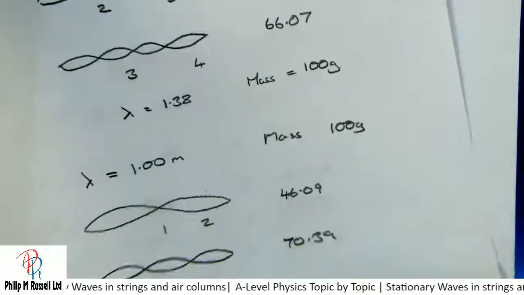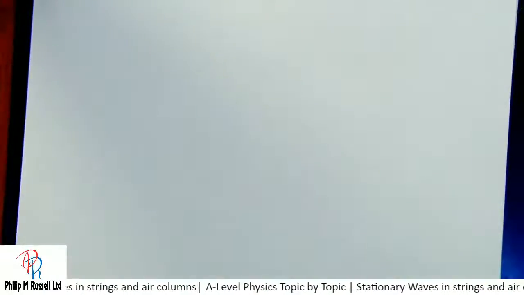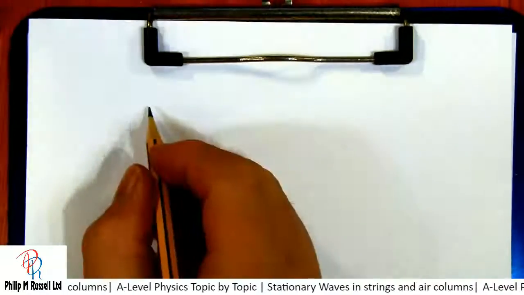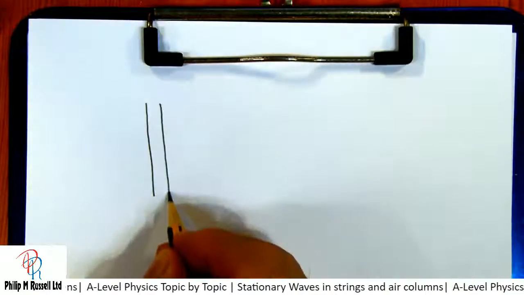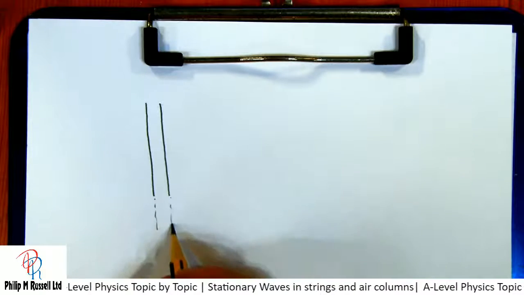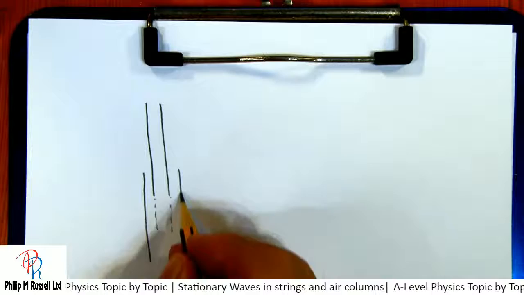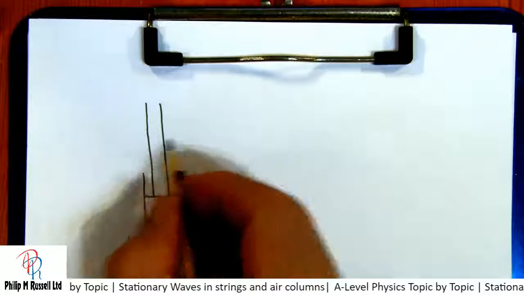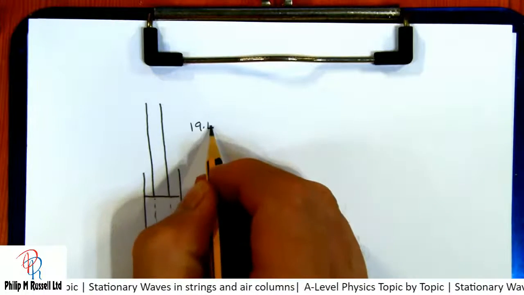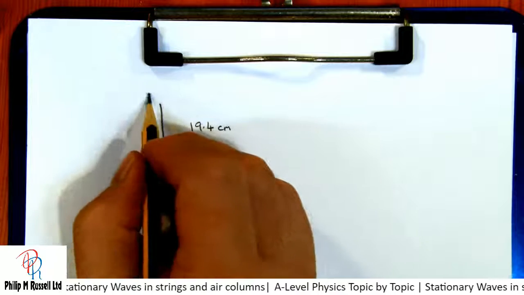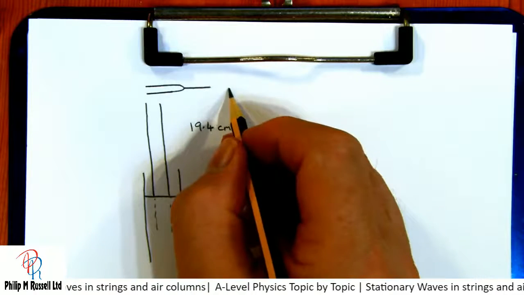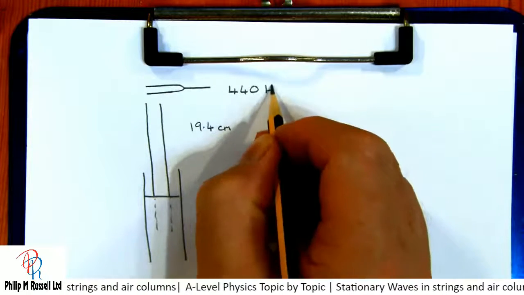Now I've got my tube. Let's just draw this out. I've got my tube. It goes on a little bit more because it's inside another tube, and that's the level of the water, and we've measured that at 19.4 centimeters, and above that we're holding this tuning fork, which is at 440 hertz.